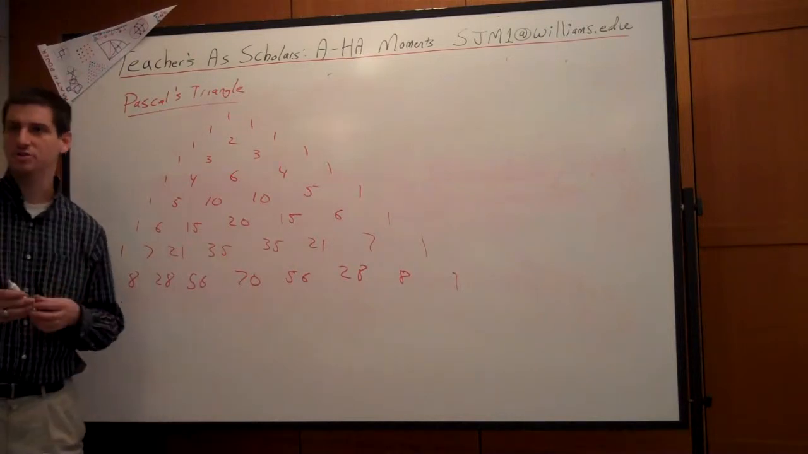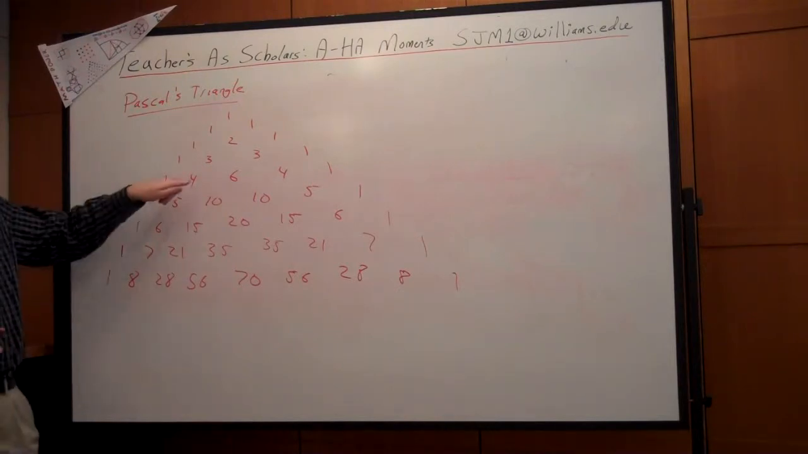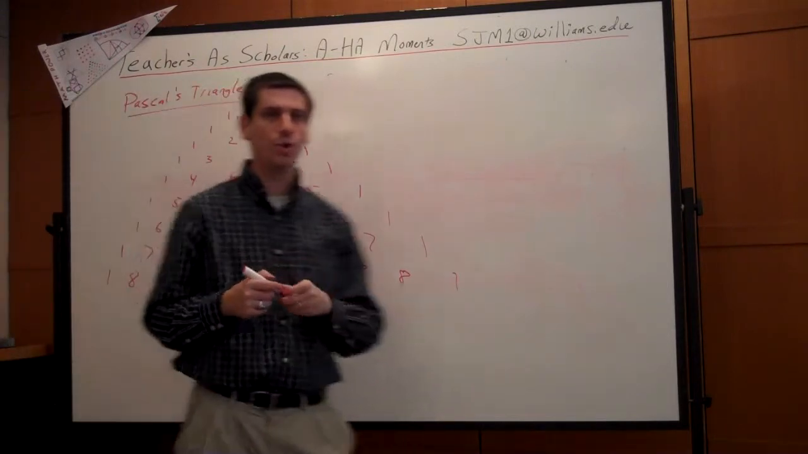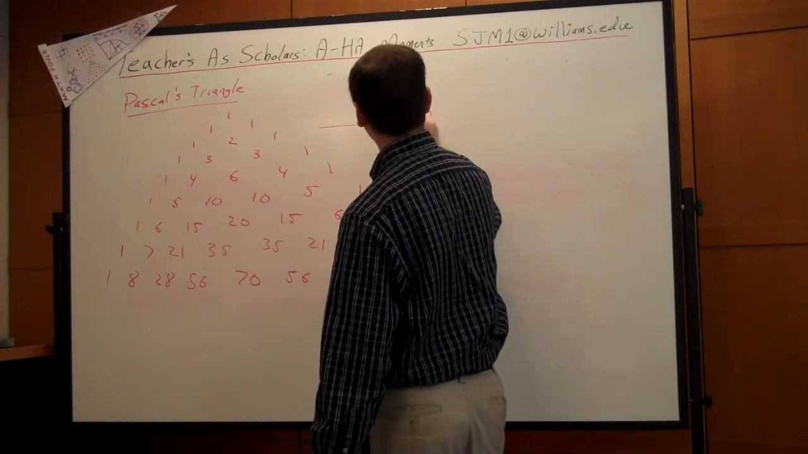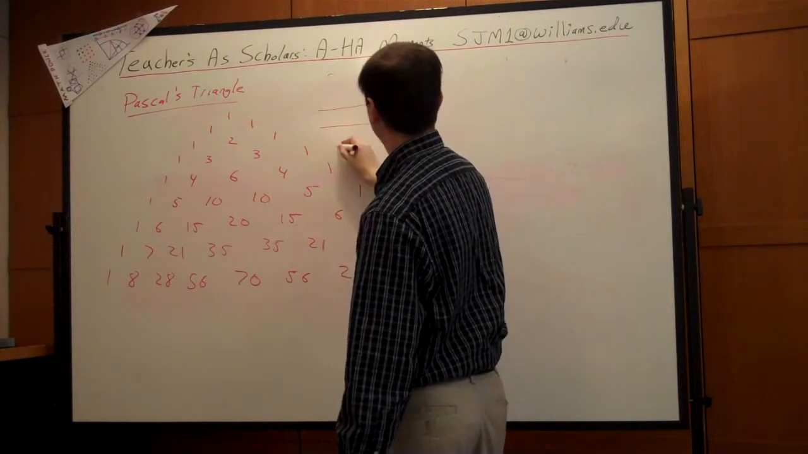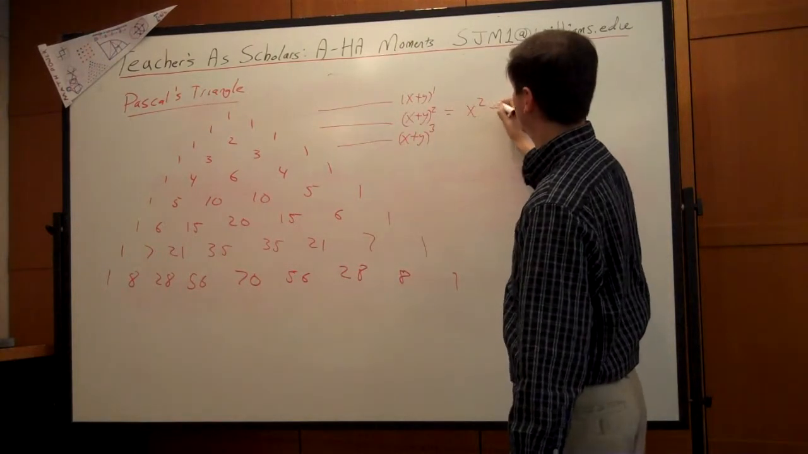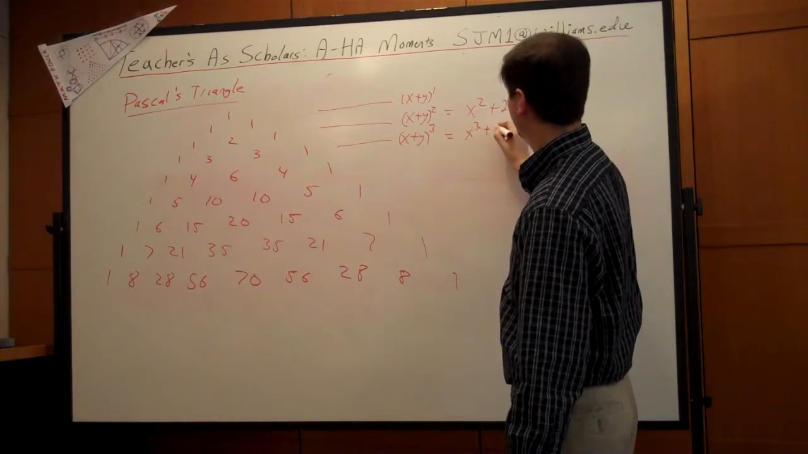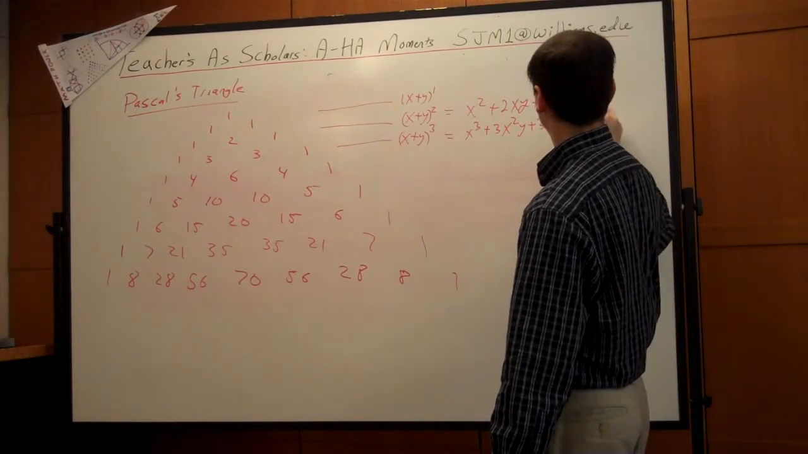How many people have not seen Pascal's triangle before? Okay, excellent. So the rule we have is each number is formed by adding the 2 above. And there's a nice interpretation for why we care about Pascal's triangle. If we look over here, this is what you get when you expand x plus y squared. This is what you get when you expand x plus y to the first. This is what you get when you expand x plus y cubed. So it's x squared plus 2xy plus y squared, and x cubed plus 3x squared y plus 3xy squared plus y cubed.